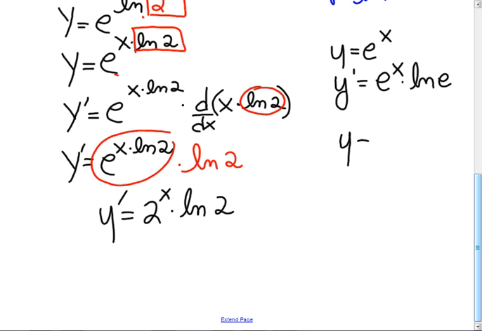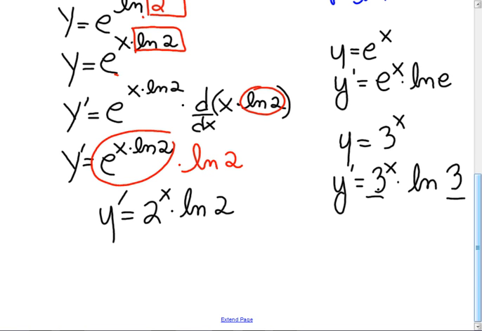So what if y equals 3 to the x? Y prime is the same thing back again, times the natural log of the base, which is the natural log of 3. These match. This is what you have to memorize. You're not going to go through that process. You have to recognize it.